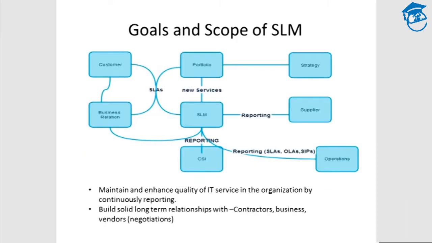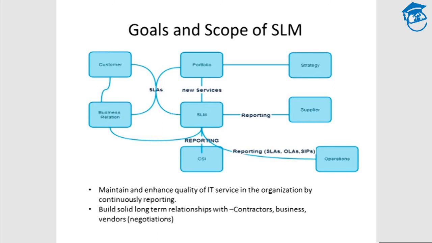All right, so in this slide, we'll discuss the goal and scope of SLM, the service level management process. This is a very nice diagram that gives you certain insight about service level management: how this SLM process is connected with the supplier, the CSI phase, that is continual service improvement, and with the portfolio, the strategies, operations, everything. You can look at this diagram for a few seconds and try to understand how this process is connected to the other processes.